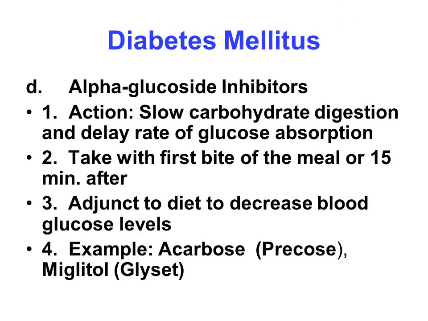Diabetes mellitus. D. Alpha-glucosidase inhibitors. 1. Action: slow carbohydrate digestion and delay glucose absorption. 2. Take with first bite of the meal or 15 minutes after. 3. Adjunct to diet to decrease blood glucose levels. 4. Example: acarbose, Precose, miglitol, Glyset.